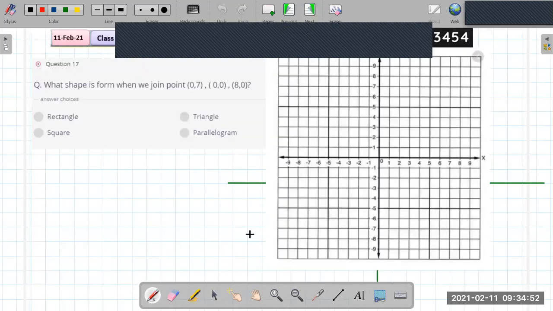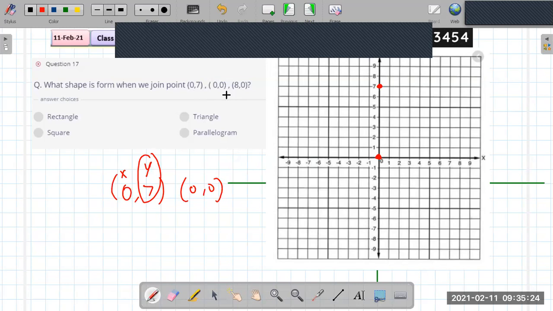Now this is a very nice question. What shape is formed when we join these 3 points? Okay, we have these 3 points. Let us quickly plot them. So 0 comma 7, where will 0 comma 7 lie? Just check 0 comma 7, there is only a y value, the x is 0. So only a y value means it is on the y-axis. This will be the point, y equals 7. Next point is 0 comma 0. Both of them are 0, that is the origin.